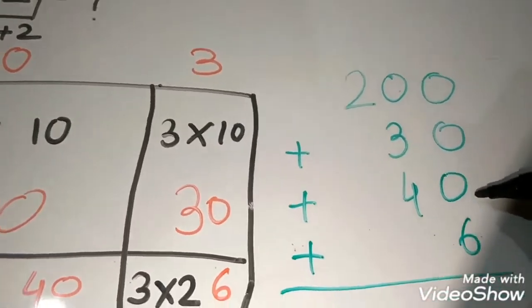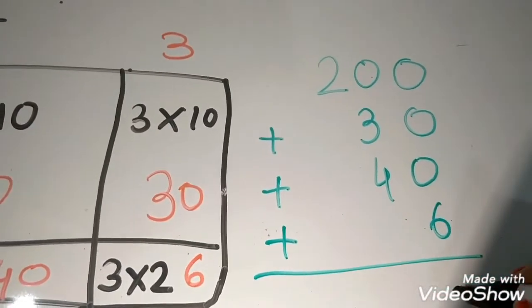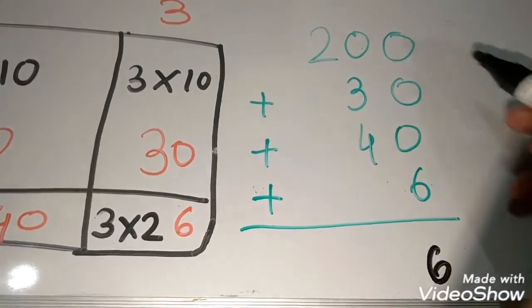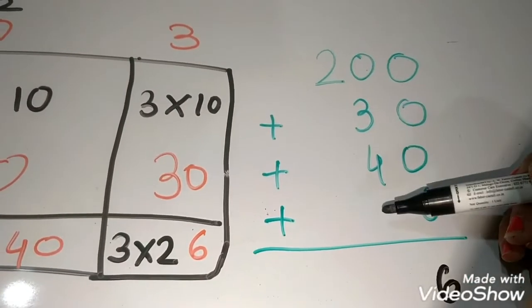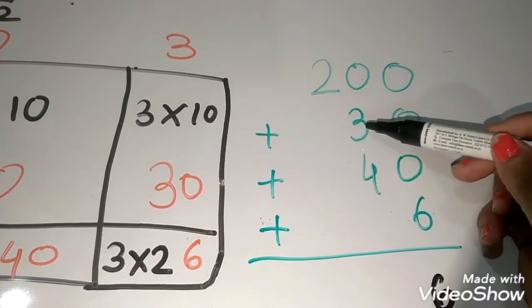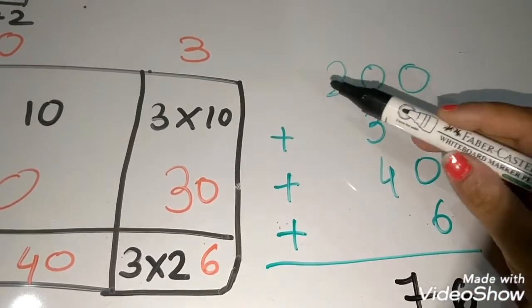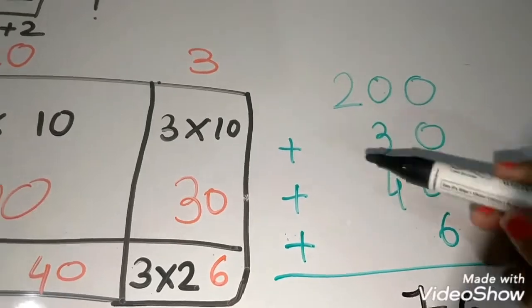So here we will count the answer. 0 plus 0 plus 0 plus 6. 0 plus 0 plus 0, 0. And 0 plus 6, 6. 0 plus 3 plus 4. And here nothing is there, that means there is 0. 4 plus 3, 7. 2 plus 0 plus 0 plus 0.